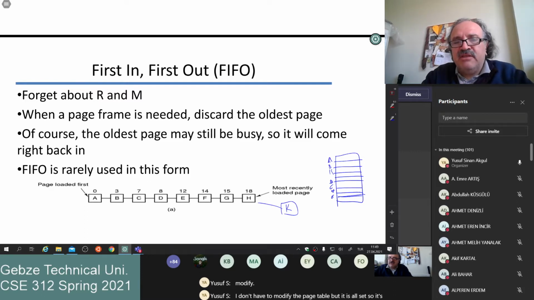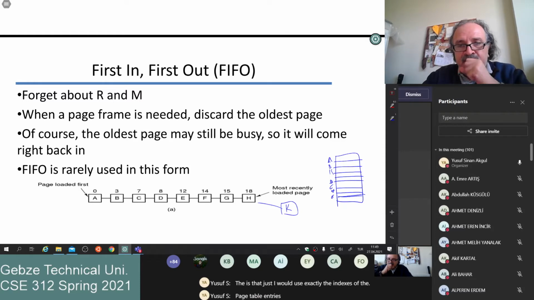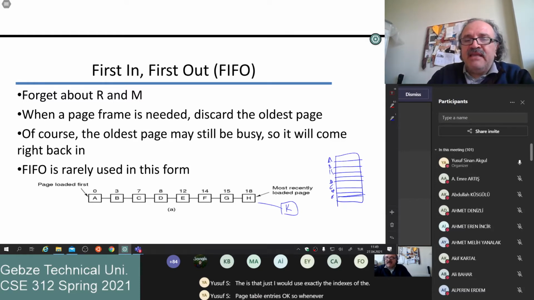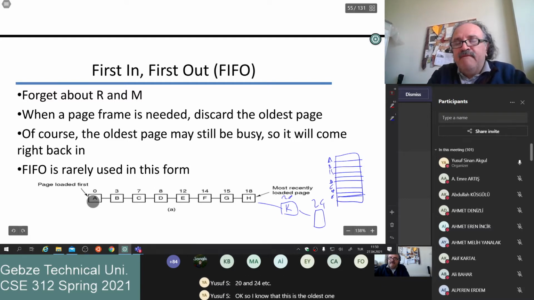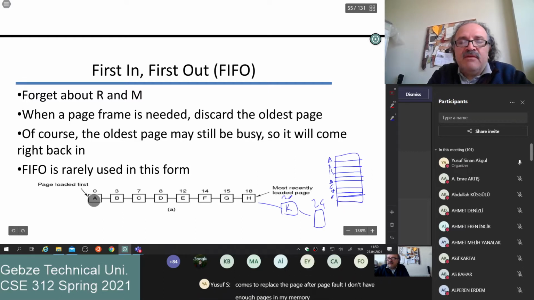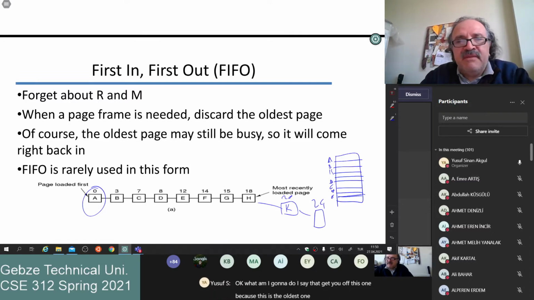Instead of using these letters, I would use exactly the indexes of the page table entries. Whenever I add a new page, I add it to the end and put the index number, let's say 20 and 24, etc. So I know that this is the oldest one. When the time comes to replace a page after a page fault, and I don't have enough pages in my memory, what am I going to do? I say get rid of this one because this is the oldest one. So it's simple enough.